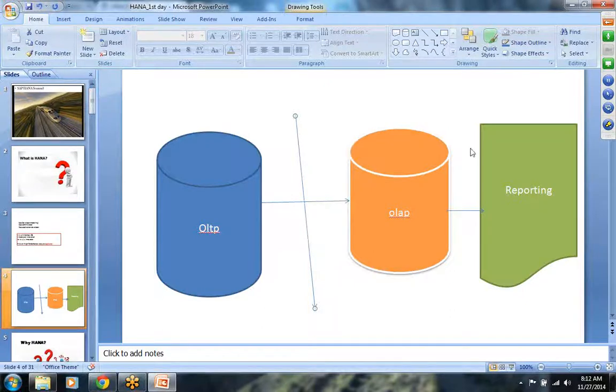So on real-time it is. The real-time data is available immediately, instantly. But this is not happening here. So in ERP, we do not have a facility to access real-time data. So that's the reason HANA came into picture, to access the real-time data.